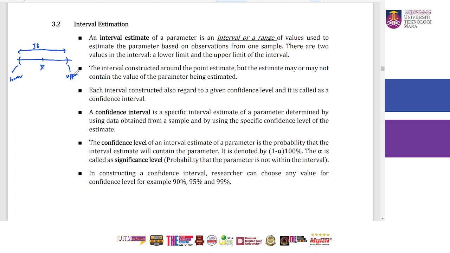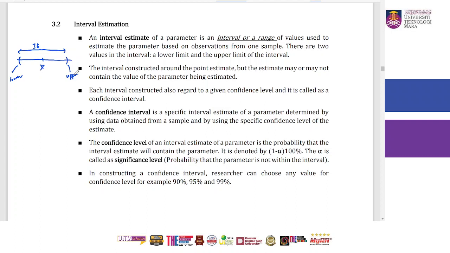So in this situation, the confidence level gives you some kind of confidence where the actual value will lie. Contohnya kalau kita katakan 95% confidence interval, so we are 95% confident that the actual value will lie within the lower and the upper limit. Itu yang dimaksudkan dengan confidence interval.